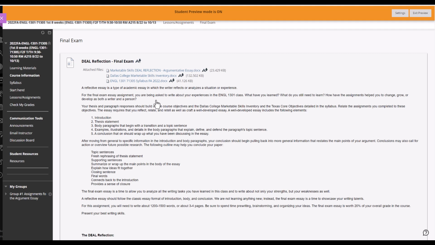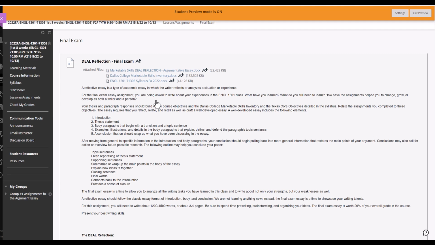What is a reflective essay? A reflective essay is a type of academic essay in which the writer reflects or analyzes a situation or experience. For the final exam essay assignment, you're being asked to write about your experiences in English 1301 and or English 1302. What have you learned? What do you still need to learn? How have the assignments helped you to change, grow, or develop as both a writer and a person?